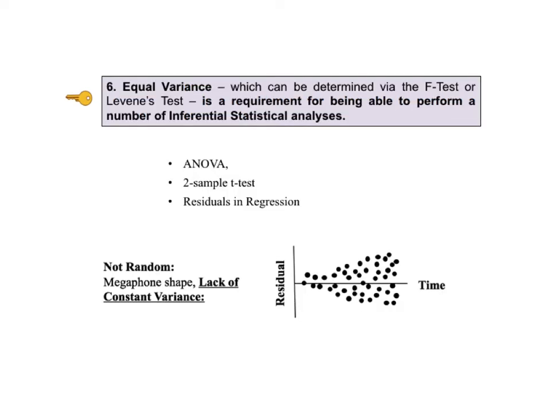A number of inferential statistical tests require that two data sets have equal variance. These include ANOVA and the two-sample t-test. And residuals in regression must show constant variance for the regression model to be valid. In this graph, we see that the residuals are getting farther from the mean as time progresses. This megaphone shape indicates a lack of constant variance.